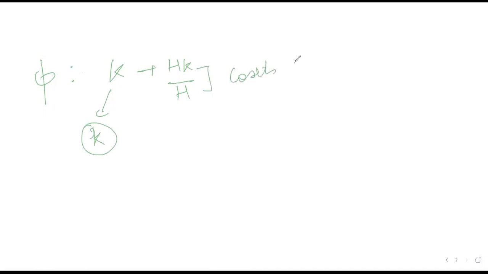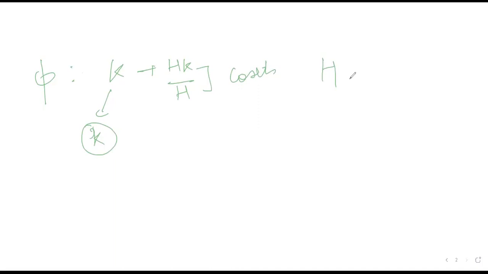Okay, so the whole thing is what should be the relation. Because the relation is from K to HK by H. So let's say we call this relation phi. Phi goes from K to HK upon H. So any element in this will be of the form small k, and this will have cosets because this is the quotient group. What will be the form of cosets?